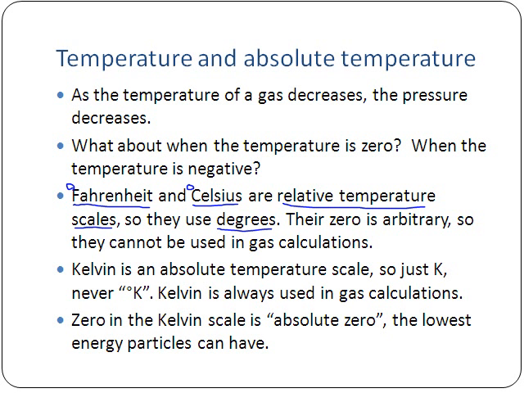We need a scale where the zero on that scale is actual thermodynamic zero, where the particles are moving as slowly as they can. They can't go any slower. The scale we're going to use is called the Kelvin scale. Kelvin is an absolute temperature scale, and we just say K. We don't say degrees K, just K. So you'd say 32 degrees Celsius, but you'd say 32 Kelvin. No degrees whatsoever.